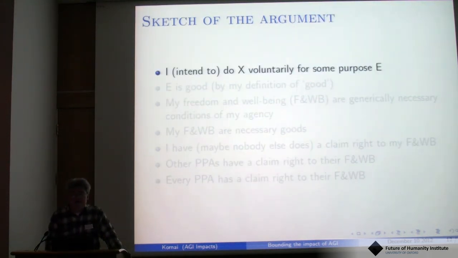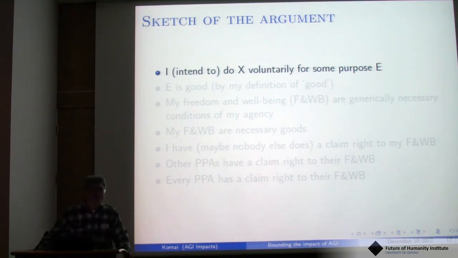So the sketch of the argument, I'm trying to follow as a reasonable summary of the argument, but the summary itself runs to 60 pages. So don't expect me to argue each point individually. So the first step: you talk to this AGI that you're talking to, and you make it admit that it intends to do something voluntarily for some purpose, at least some of the time.